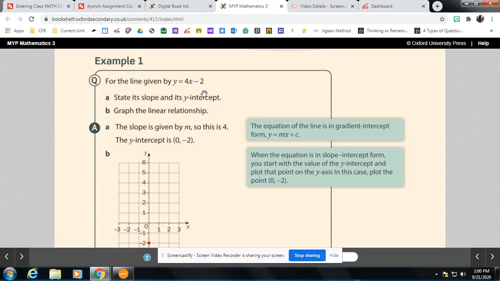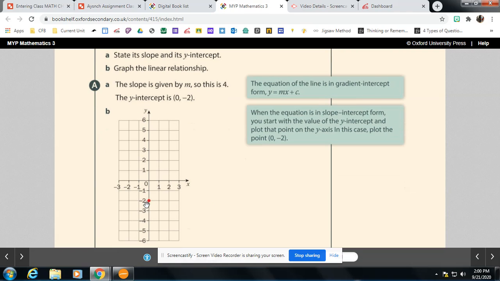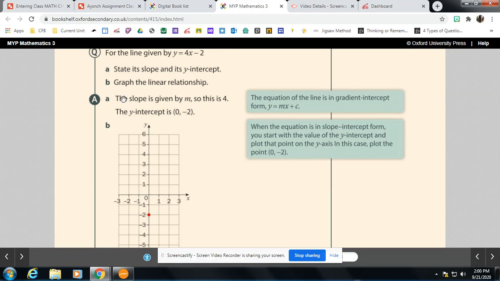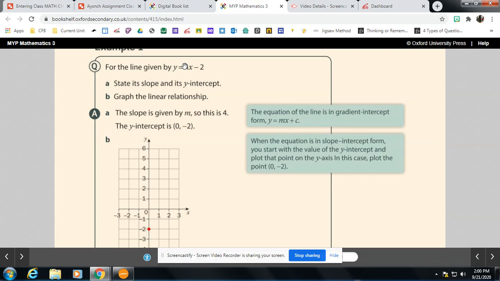When the equation is in slope-intercept form, you want to start with the y-intercept and plot that point on the y-axis. My y-intercept is this -2, so I went ahead and plotted the point at -2. The slope is 4 and the y-intercept is at (0, -2). The 4 is in the coefficient position, like my unit rate, it's the same thing. So this is going to be my slope.